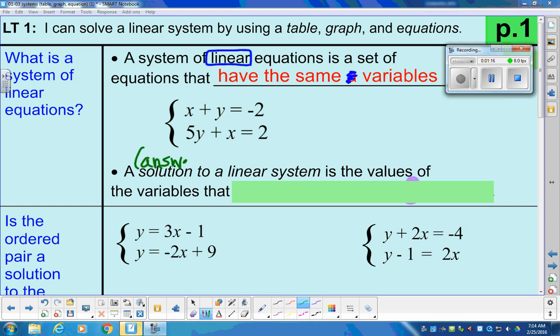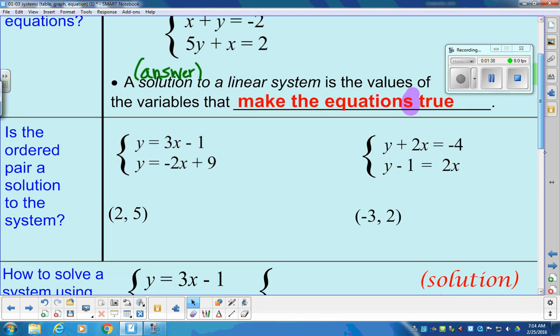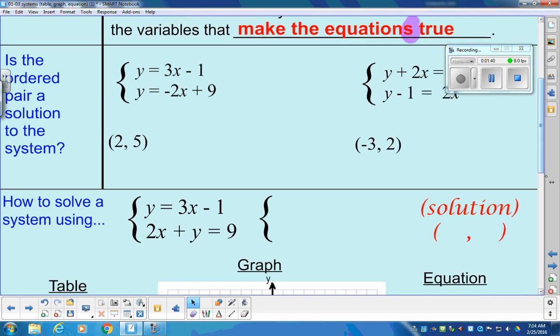So a solution is really the answer. Remember, the solution to a linear system is the values of the variables that make the equations true. So it has to be true for both equations. The answer is the x, y value that is true for both equations. It can't just work for one. So that's what we'll be working for in our work today. So here we go. Is the ordered pair a solution to the system? We have this ordered pair x comma y, always in alphabetical order. Using substitution, we're going to plug the x and the y into both equations to see if it's true. It has to work for both.